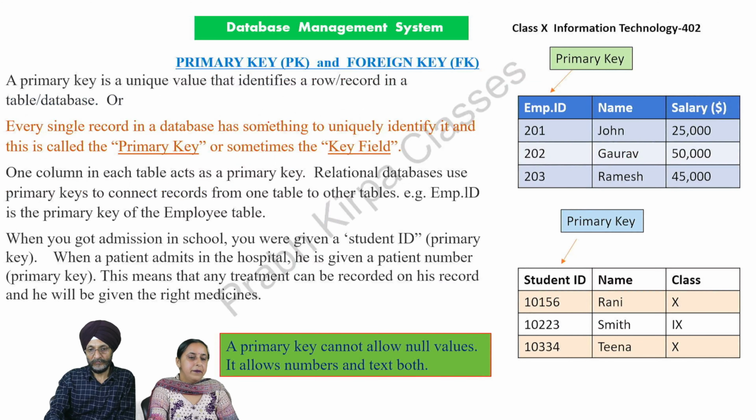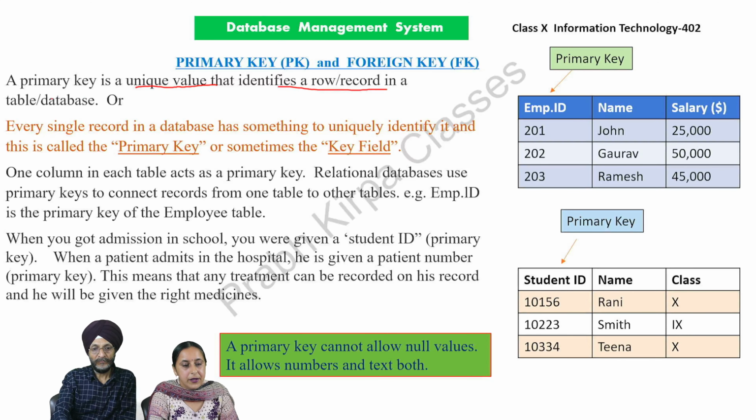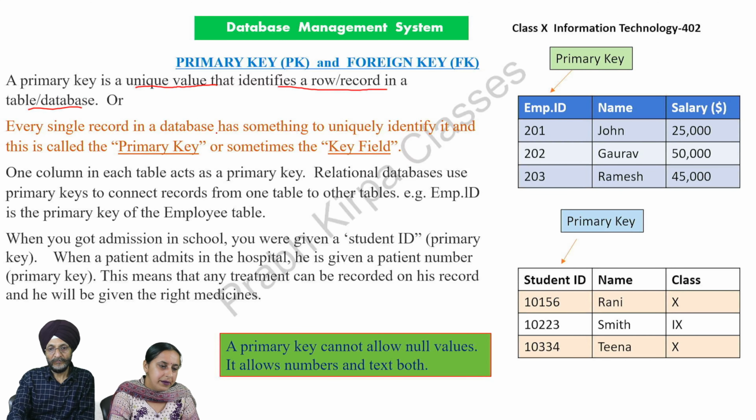Primary key and foreign key. A primary key is a unique value that identifies a row or record in a table or database. Every single record in a database has something to uniquely identify it, and this is called the primary key, or sometimes the key field. One column in each table acts as a primary key.